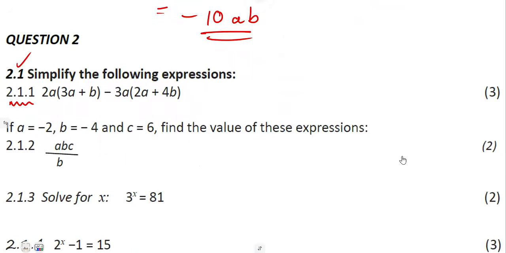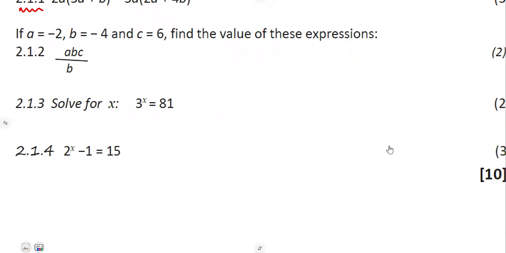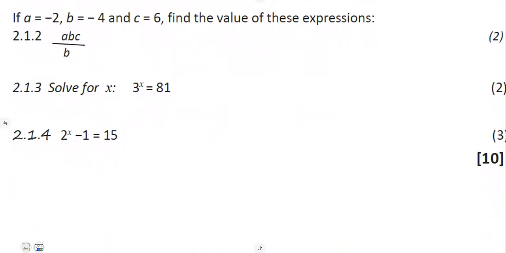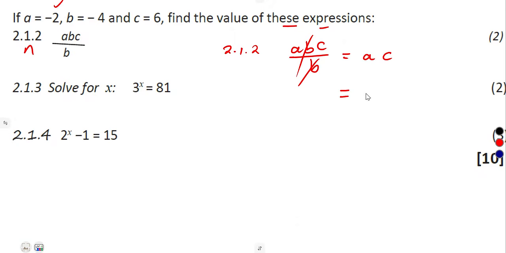All right, so let's check here. We are given that a is minus 2, b is this one. Find the value of these expressions, 2.12. Let us just try to figure out abc over b. There are so many ways. I can even cancel the b's because they are the same, division. So it simply means it is equal to ac. Now I can substitute a as given, negative 2, times c, which is 6. Negative 2 times 6 is negative 12. Just like that.